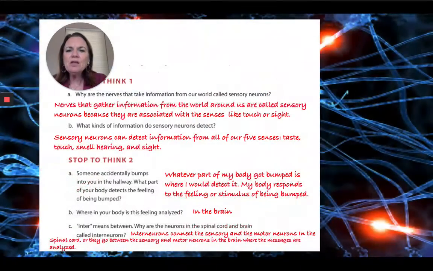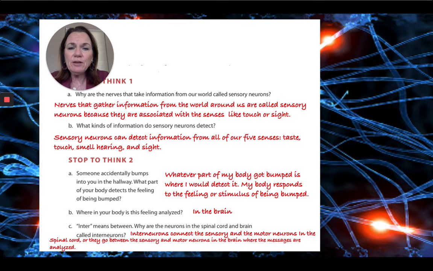Okay. So let's look at your stop to think questions. Why are the nerves that take information from our world, your environment, called sensory neurons? Well, it's because they are associated with each of your senses, like touch or sight. So they're taking the impulse from the senses to the brain to be interpreted.